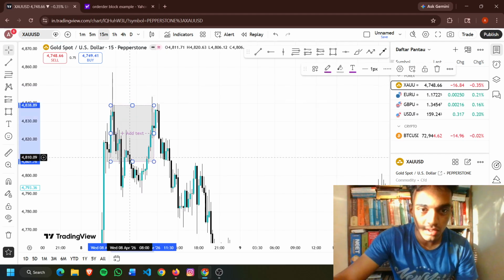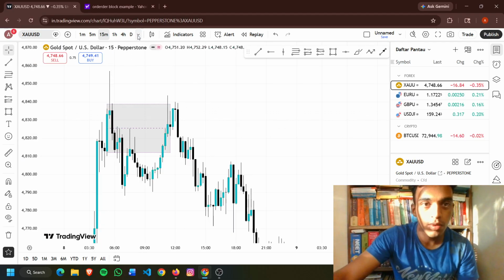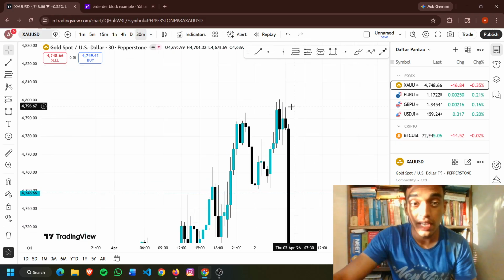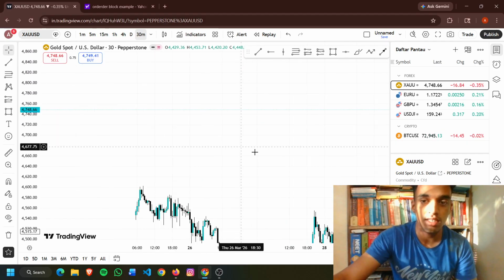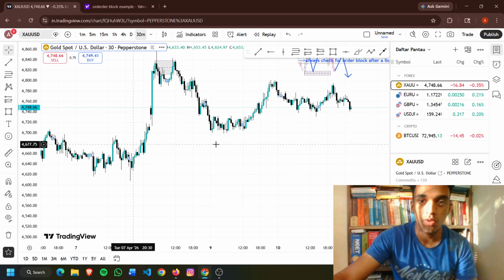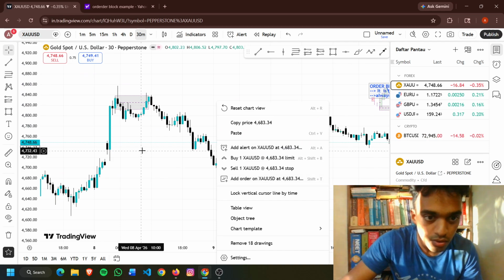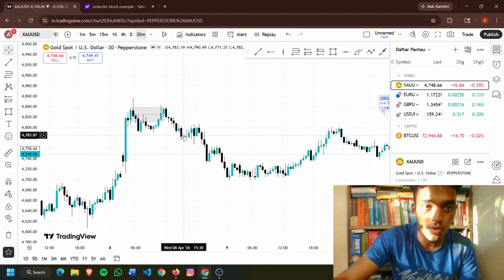See this. These two candles. Now it's two candles. If I go to 30 minutes, these two 15-minute candles will become one candle. Let me show again. If you guys are getting any confusion, I'm explaining it in an easier, simpler way. See, now what happened? So this became one candle. So a down move before an up move.